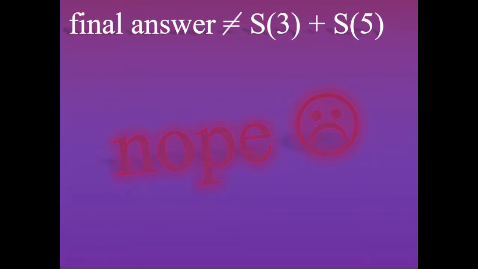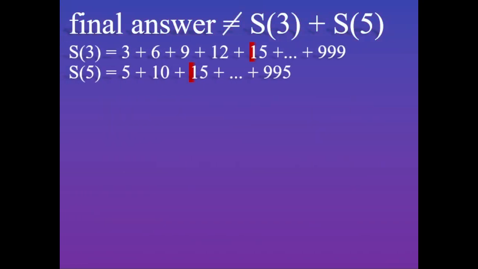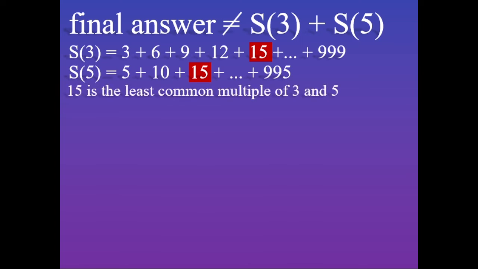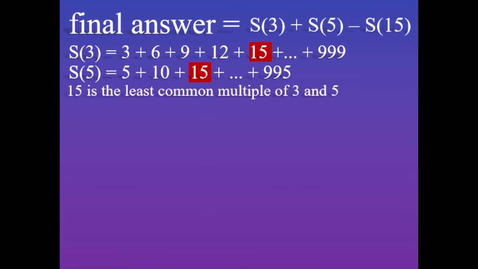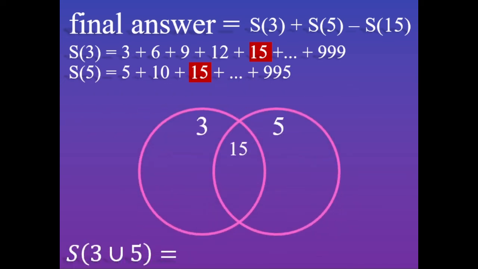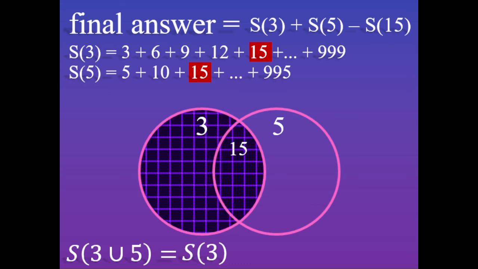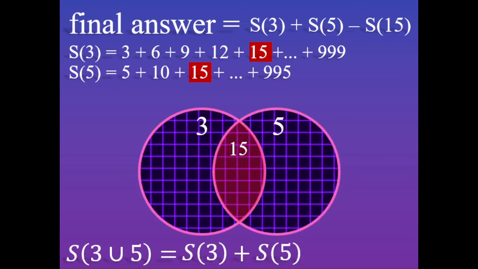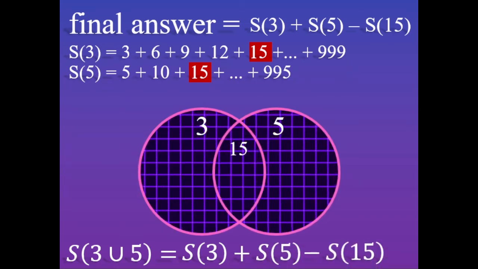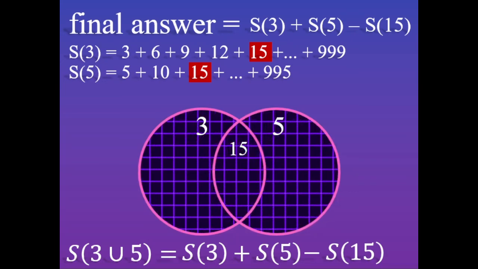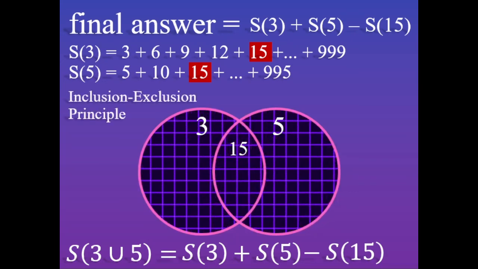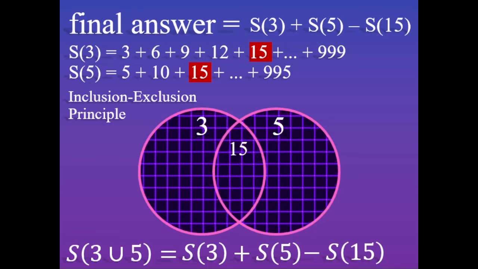Nope. As we can observe here in both sums, the number 15 appears twice. Note that 15 is the least common multiple of 3 and 5. We need to subtract it with the multiples of 15. This will result in our final answer. If we simply add S3 and S5, multiples of 15 will be counted twice because they belong in both sets. We simply subtracted by S15 to reduce the repeated numbers. This is known as the inclusion-exclusion principle, which is studied in set theory. In conclusion, math is cool.